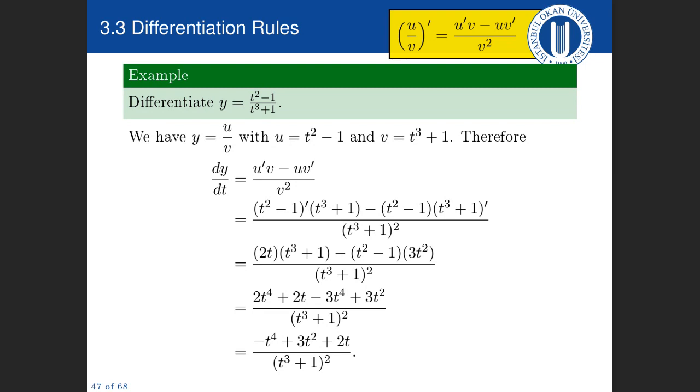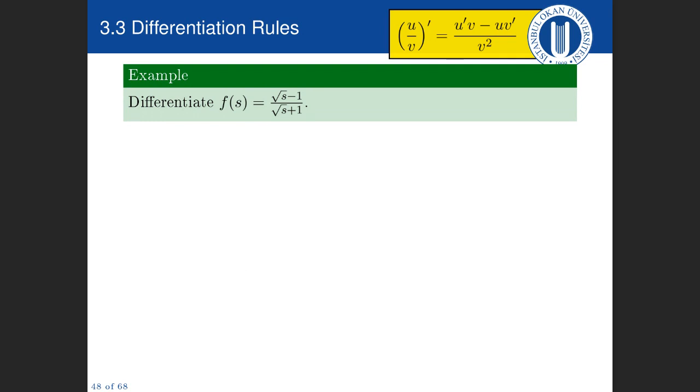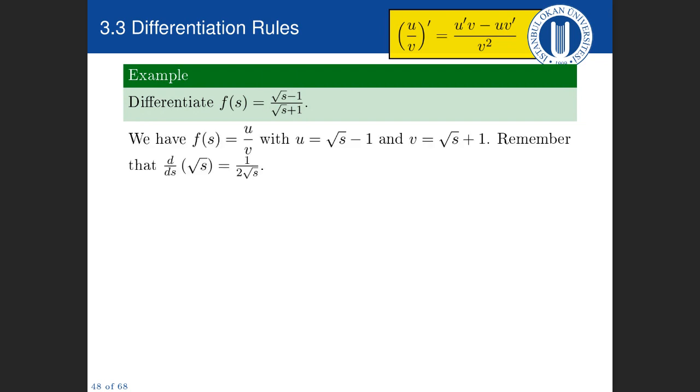Let's do another example. Differentiate f of s is equal to square root of s minus 1 divided by square root of s plus 1. Again, it's function divided by function, so we want to use the quotient rule. This time, the function on the bottom, square root of s plus 1, is never going to be equal to 0. And before I use the quotient rule formula, let me remind you that the derivative of the square root of s is 1 divided by 2 square root of s.